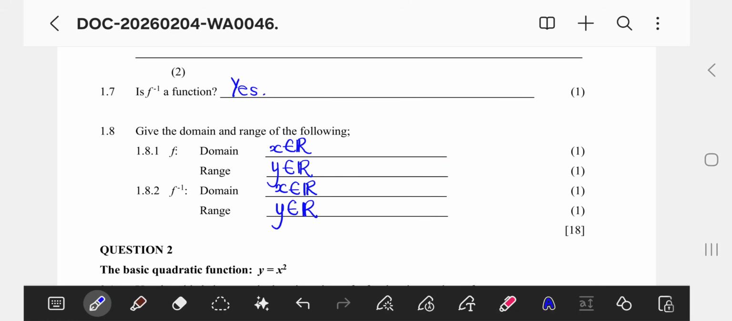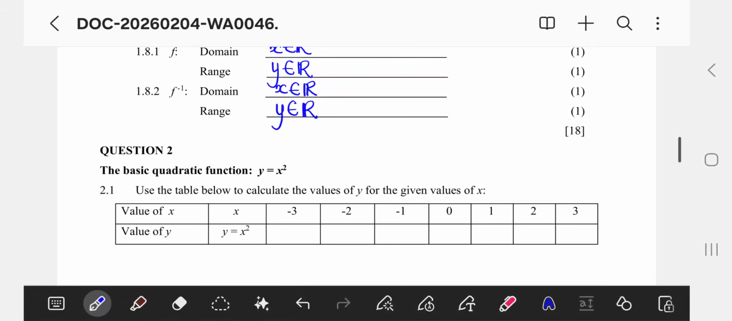Okay, so we don't have any restrictions where we are excluding certain values. We drew the entire graph. So your range and domain would be all real numbers. So we are done with the straight line and its inverse.